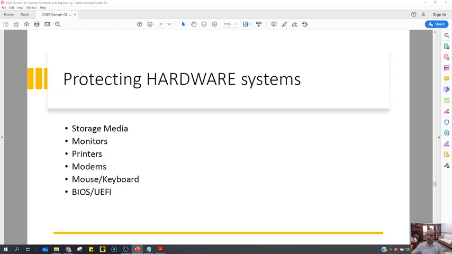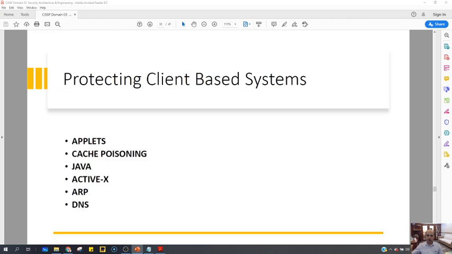Okay. Moving further, protecting client-based systems. When we talk about client-based systems, we have applets, cache poisoning, Java, ActiveX, ARP, and DNS. So these are the five or six things which we need to take care of.